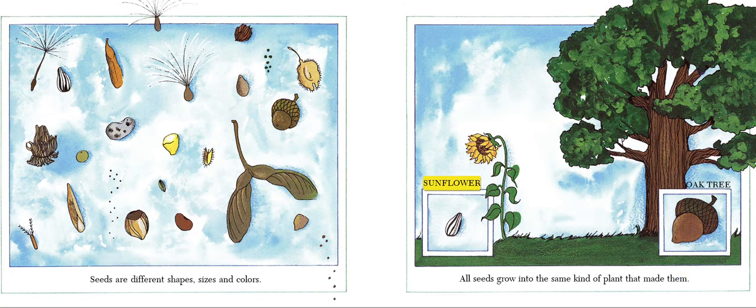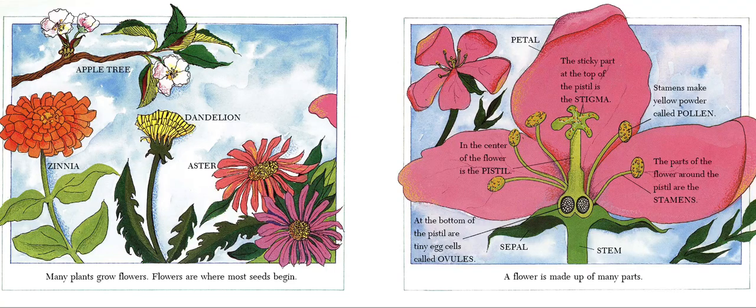Sunflower, oak tree. Many plants grow flowers. Flowers are where most seeds begin. Apple tree, dandelion, zinnia, aster.